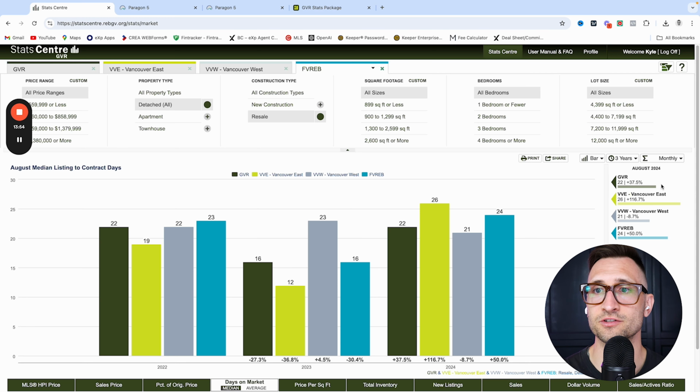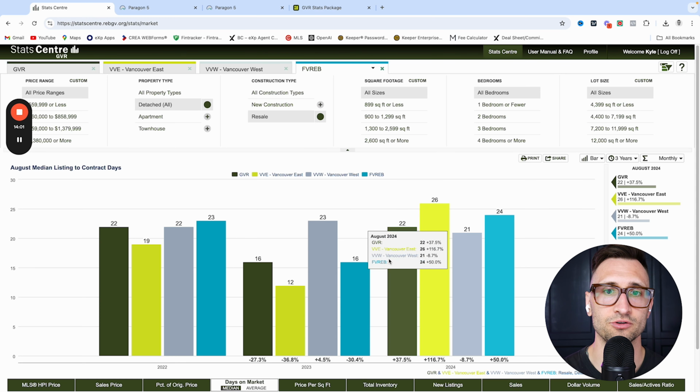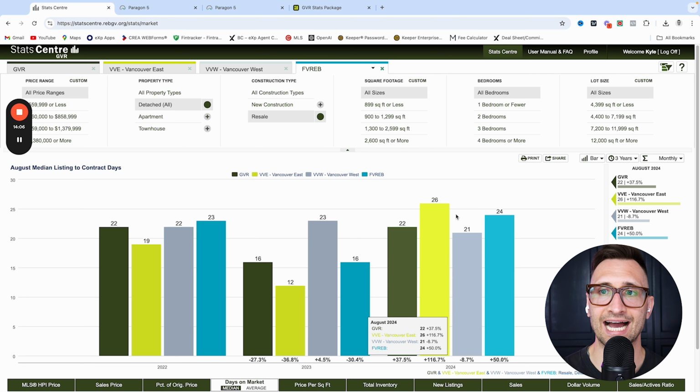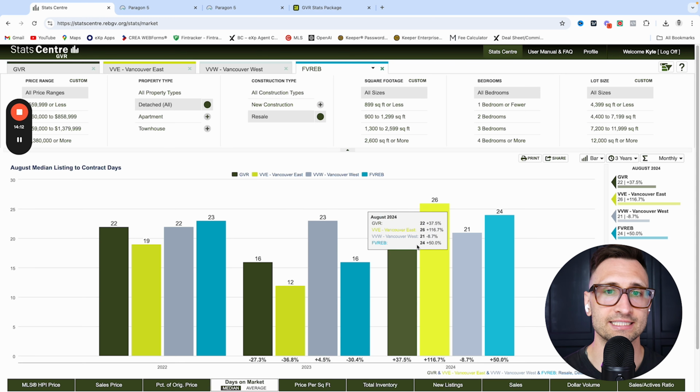So with Greater Vancouver as a whole, 22 days on market, an increase of 37.5% year over year. So it went from 16 to 22 days, right on par with where we were seeing in 2022. Vancouver's East Side, 26 days, up 116%. Yes, that sounds quite dramatic, but I mean, you're going from 12 to 26 days on market, still staying under 4 weeks.